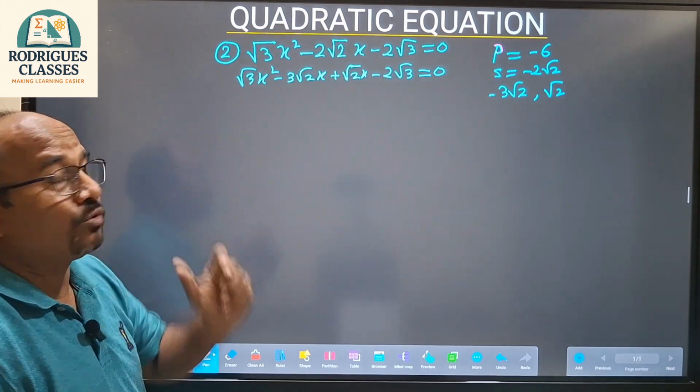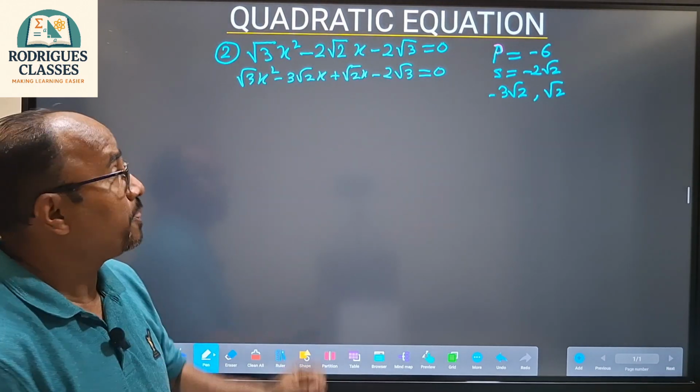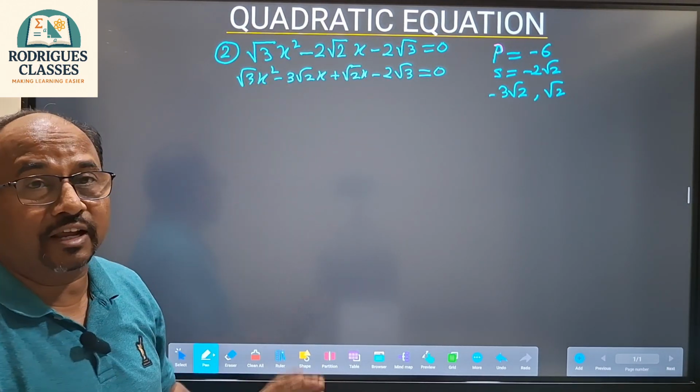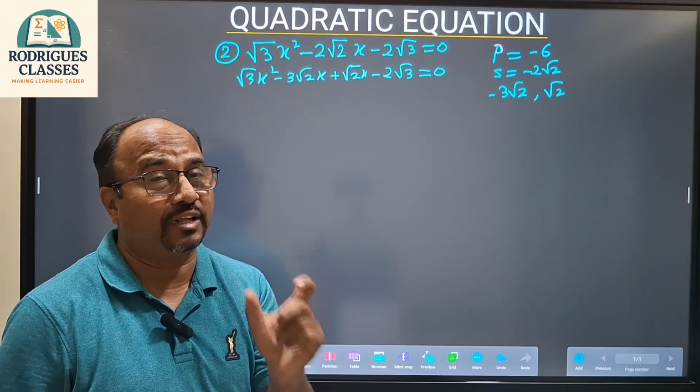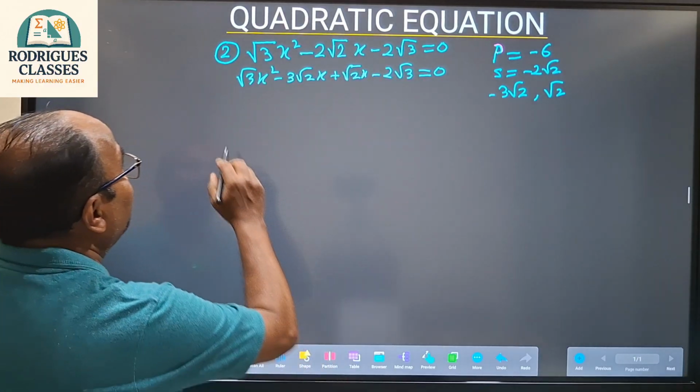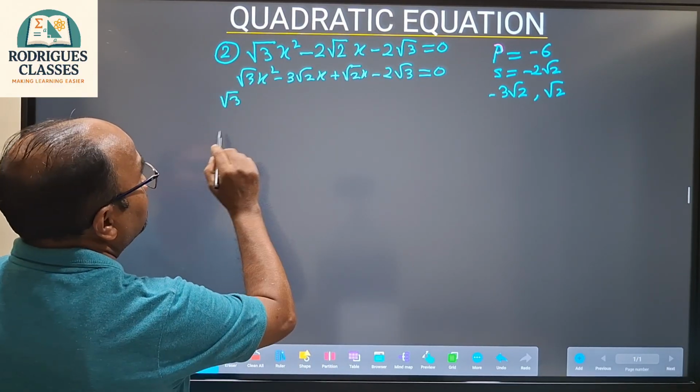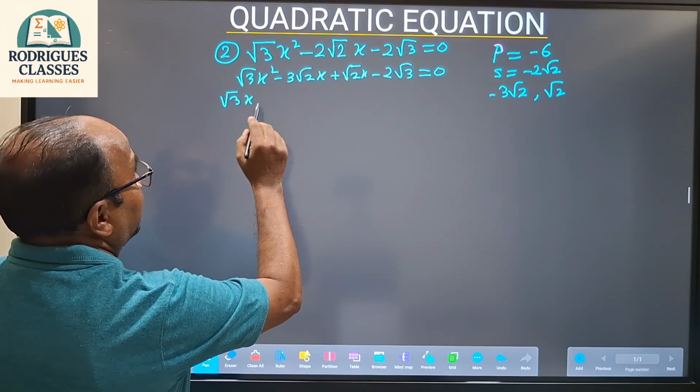So now I need to take common from the first two. This is root 3 and this is 3 root 2. Remember, 3 is root 3 into root 3. So I will have a root 3 common here as well as an x.